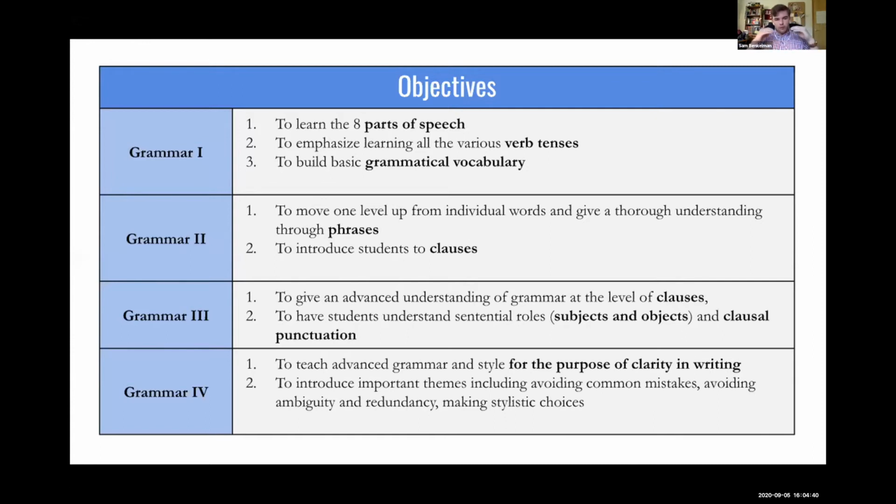And then grammar 4 is really the advanced grammar and then style. So in grammar 4, we move on to this idea of clarity in writing, right? It's no longer all about choosing the only grammatical statement, but now it's choosing the best statement, again, to get what you want across in the best way. But that is really the advanced one.